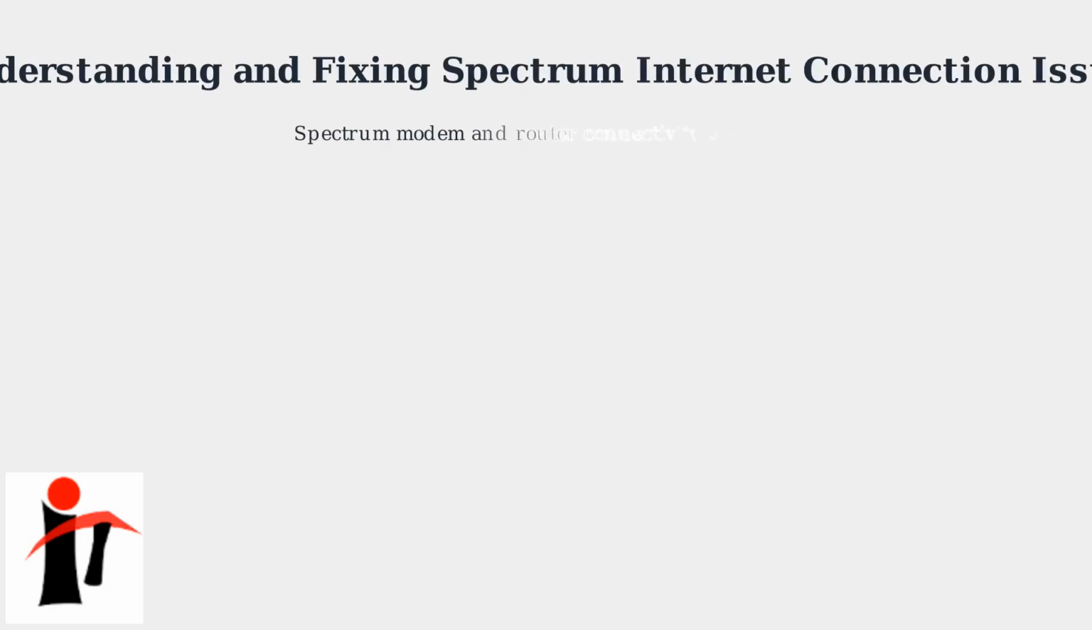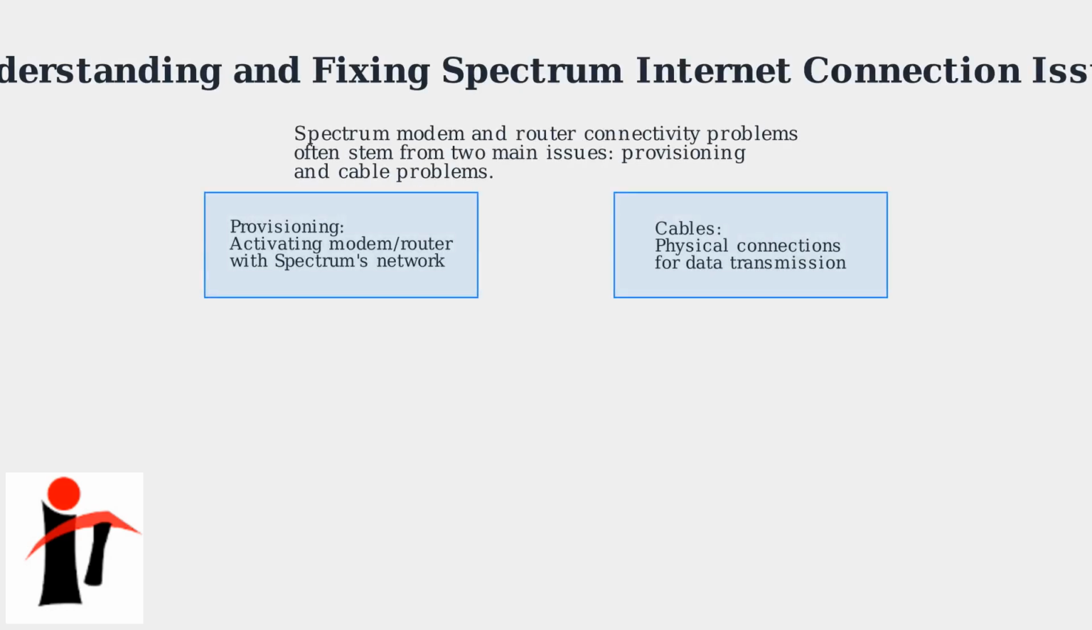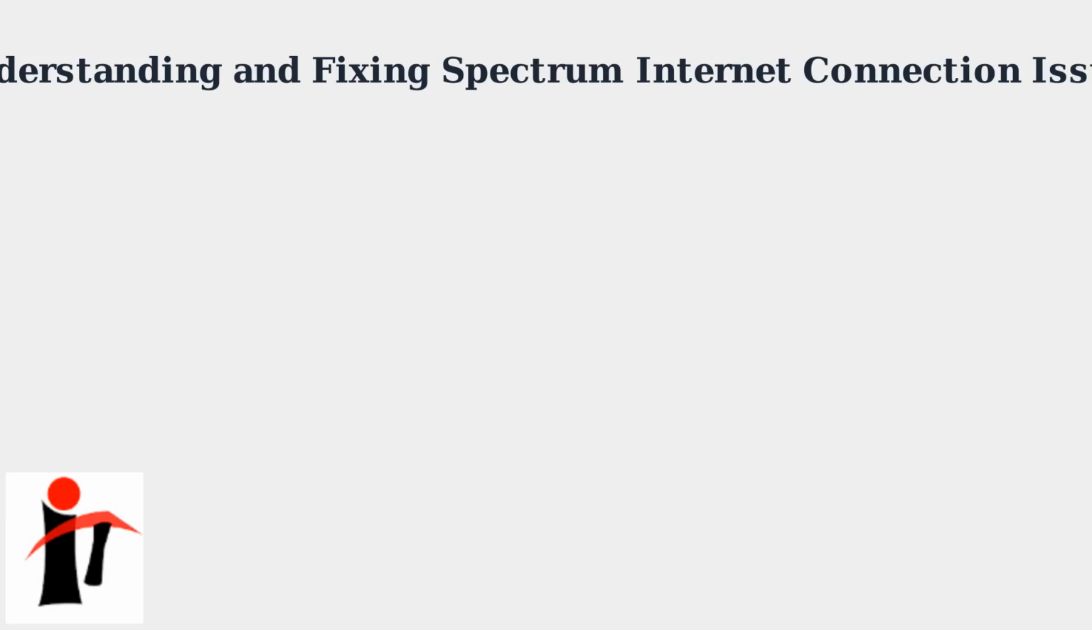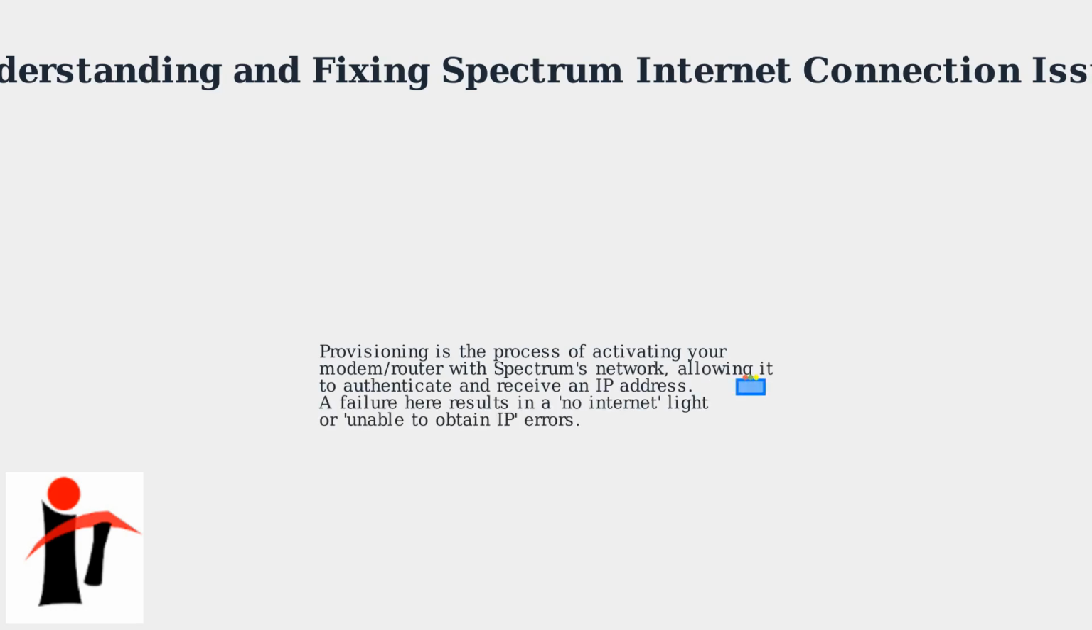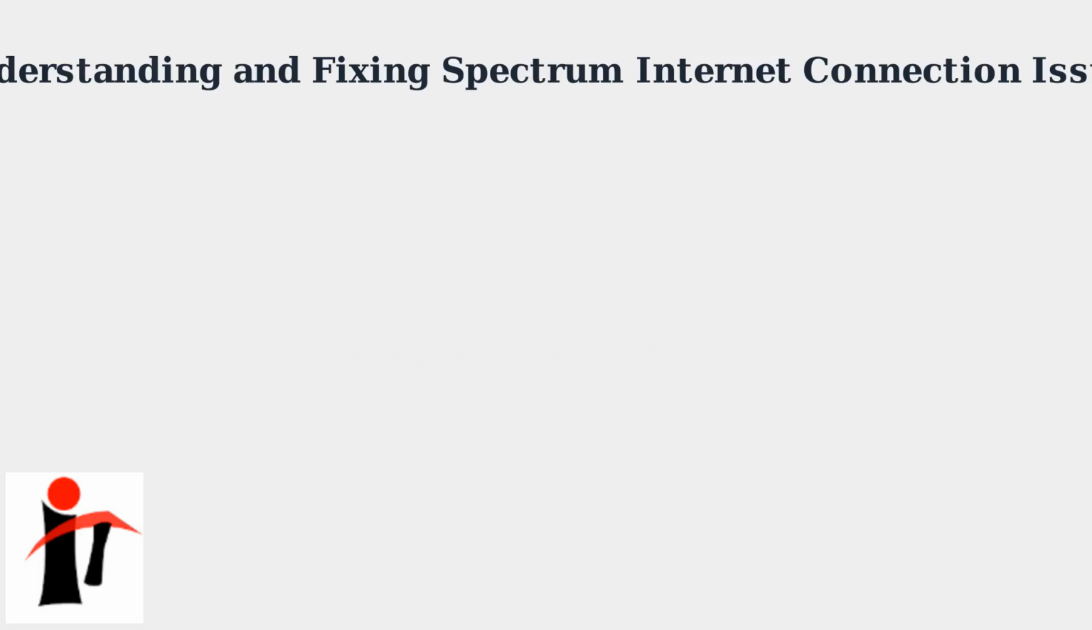Spectrum modem and router connectivity problems often stem from two main issues: provisioning and cable problems. Provisioning is the process of activating your modem or router with Spectrum's network, allowing it to authenticate and receive an IP address. A failure here results in a no internet light or unable to obtain IP errors. Let's look closer at provisioning. This activation process ensures your device can connect to Spectrum's servers and get online.